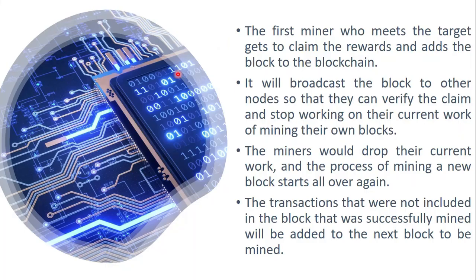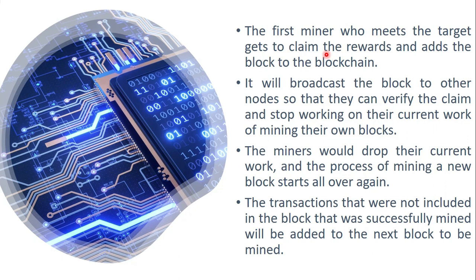Now the first miner who meets the target gets to claim the reward and adds the block to the blockchain. I've already told you. Now we have a different difficulty level, right? So miners will fight amongst themselves. Whosoever wins will add the block to the blockchain. Now he will broadcast the block to the other nodes so that they can verify the claim and stop working on the current work of mining their own block.